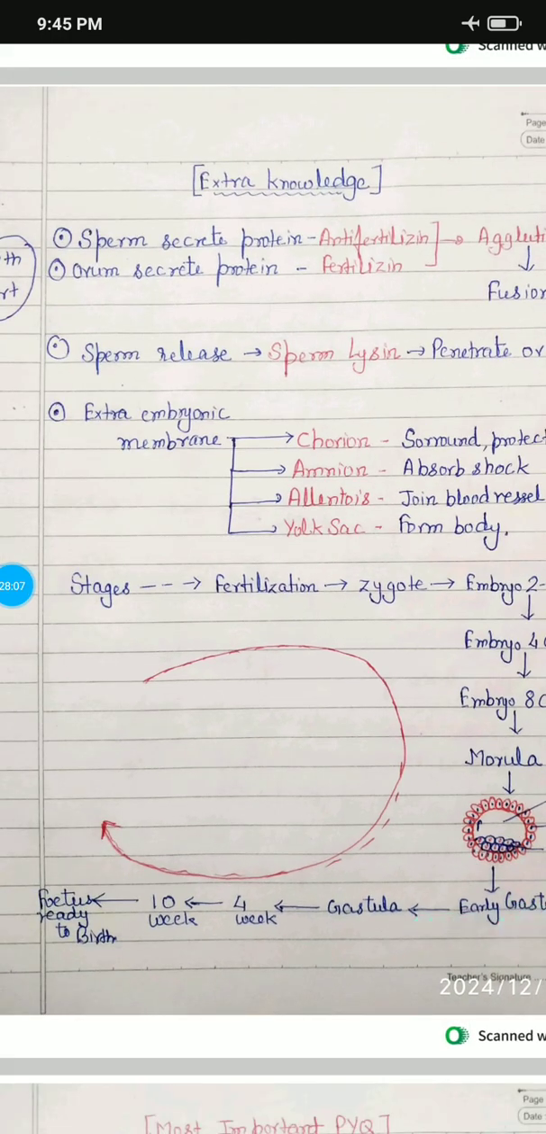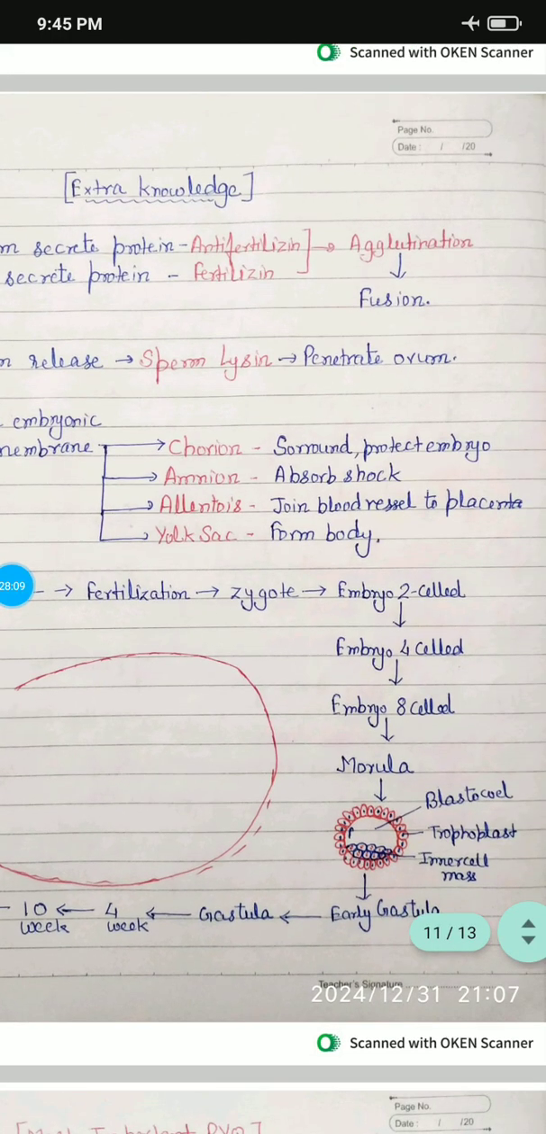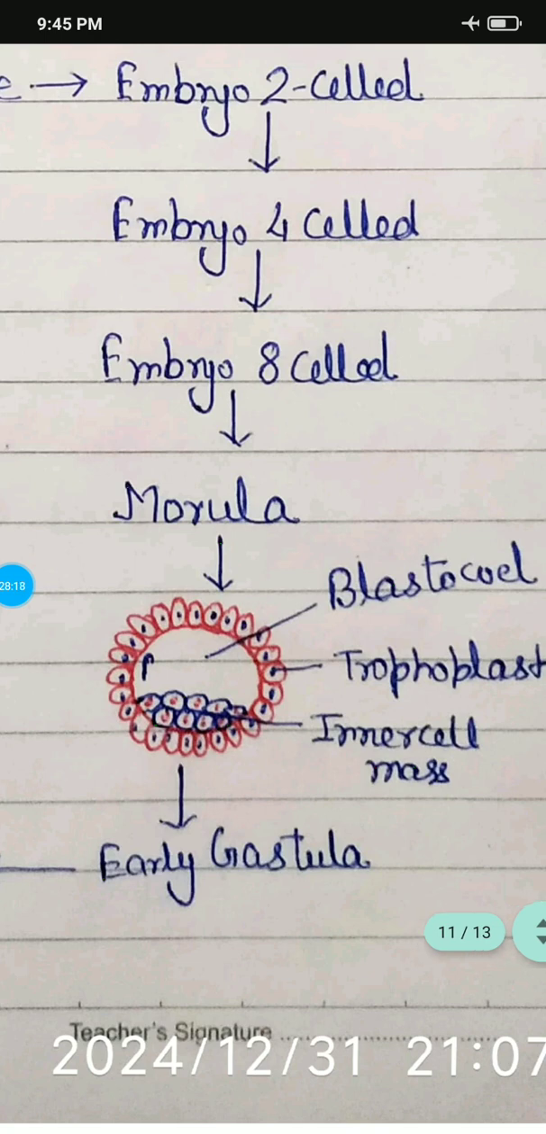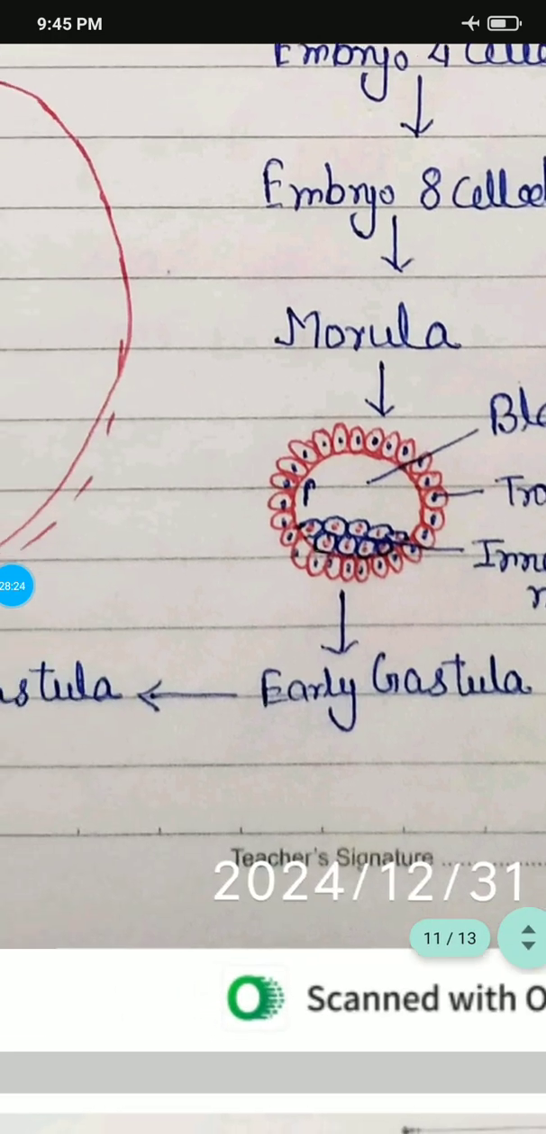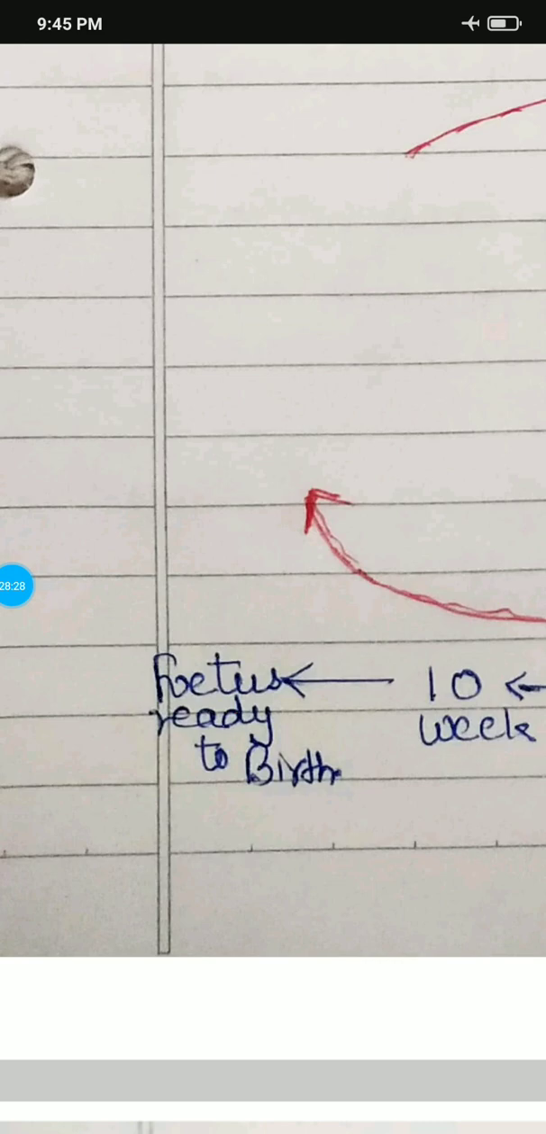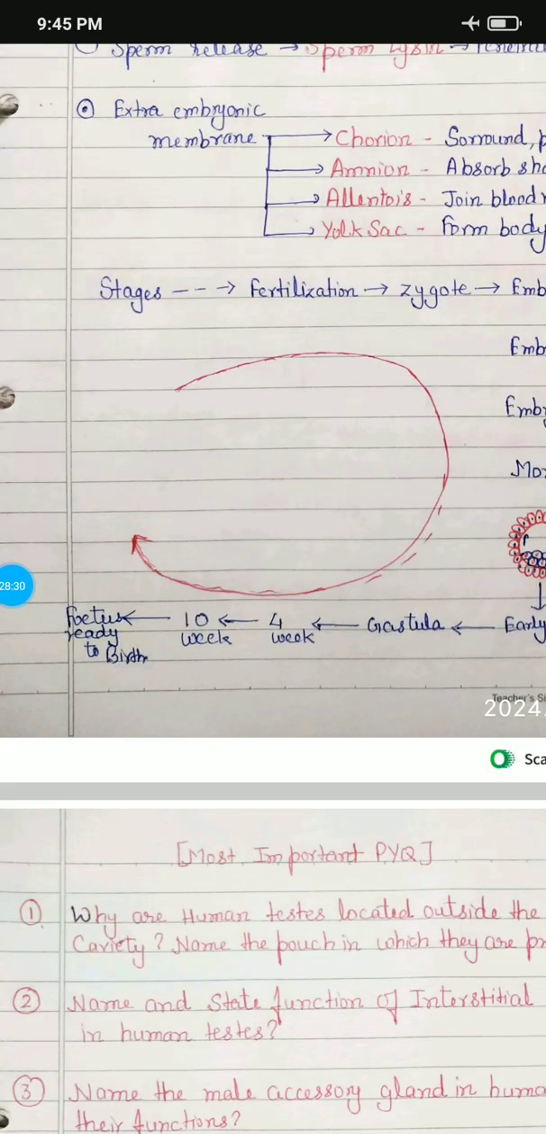Now the stages: fertilization, forming a zygote, embryo 2-celled, embryo 4-celled, embryo 8-celled, now it becomes a morula. Here the cells are there. Blastocoel is inside, trophoblast is outside, inner cell mass is inside, which becomes early gastrula, then a gastrula, 4 weeks, 10 weeks, and the fetus is ready for birth. So this is the stage.